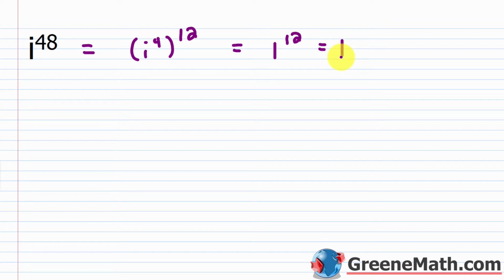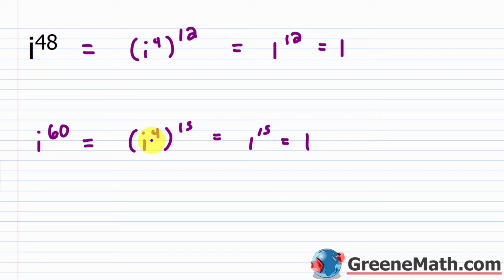So if you have i raised to a whole number exponent that is divisible by 4, it simplifies to just 1. If I had something like i to the power of 60, we know that 60 divided by 4 is 15, so I could write this as i to the fourth power raised to the 15th power. Again, this is just 1 to the 15th power, which is 1. 1 raised to any power is always 1. It doesn't matter what you're raising it to.